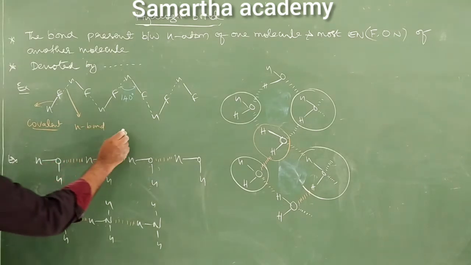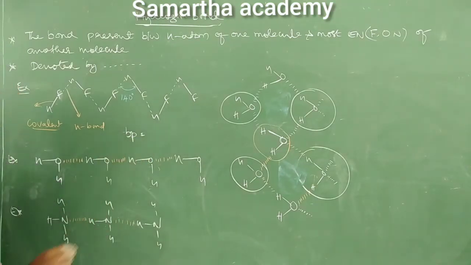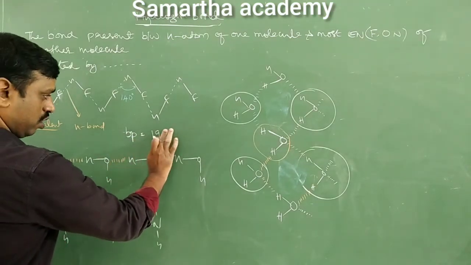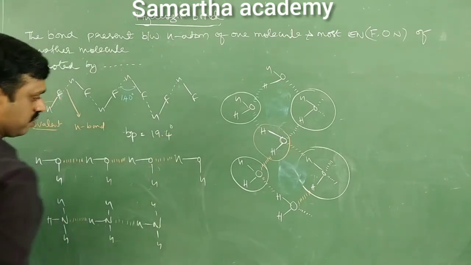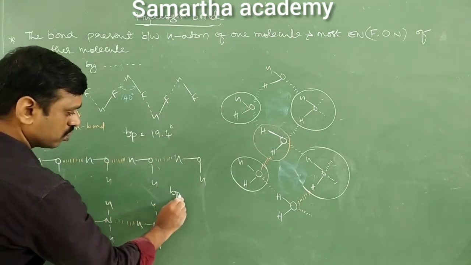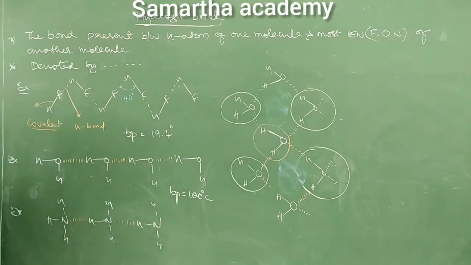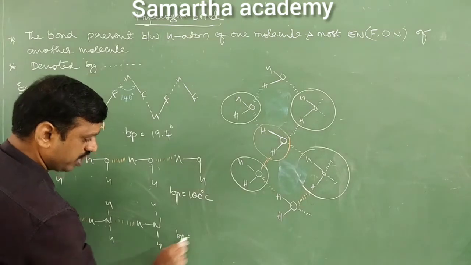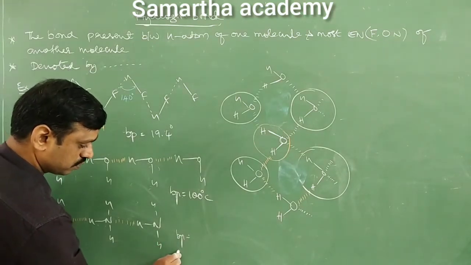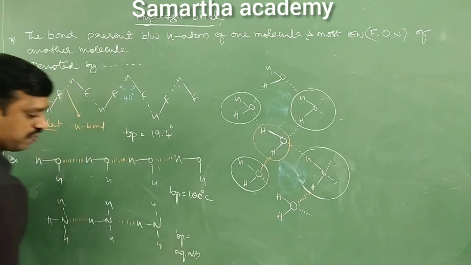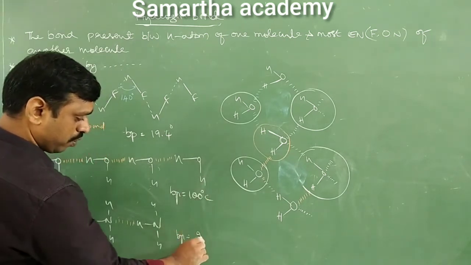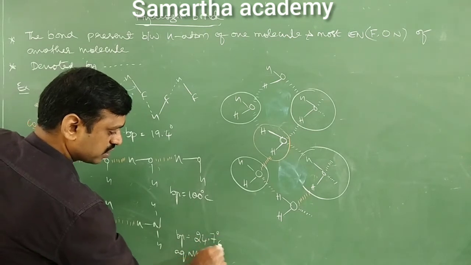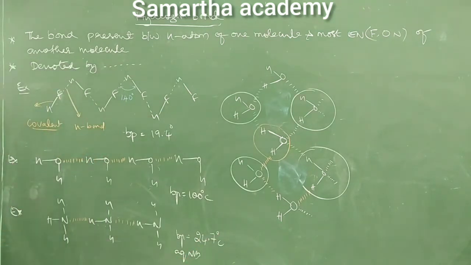So remember the boiling point of HF, remember here only, it is 19.4 degrees, whereas the boiling point of water is how much? 100 degrees, no? HF is 19.4, water is 100 degrees. The boiling point of ammonia, it is approximately 24.7 degrees. Remember these values, we will get later application.